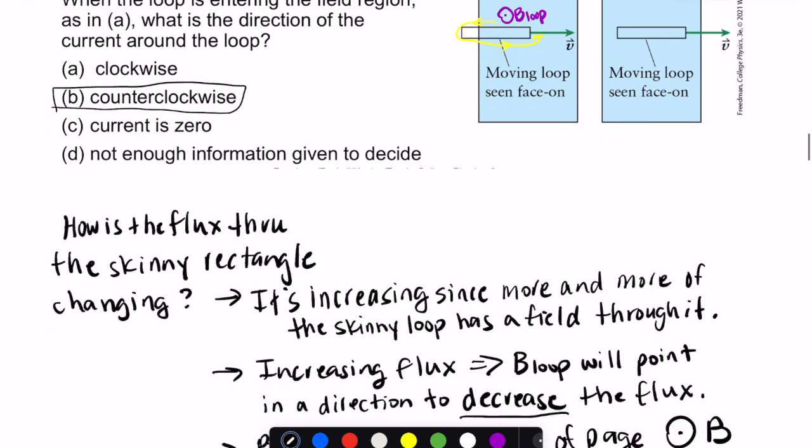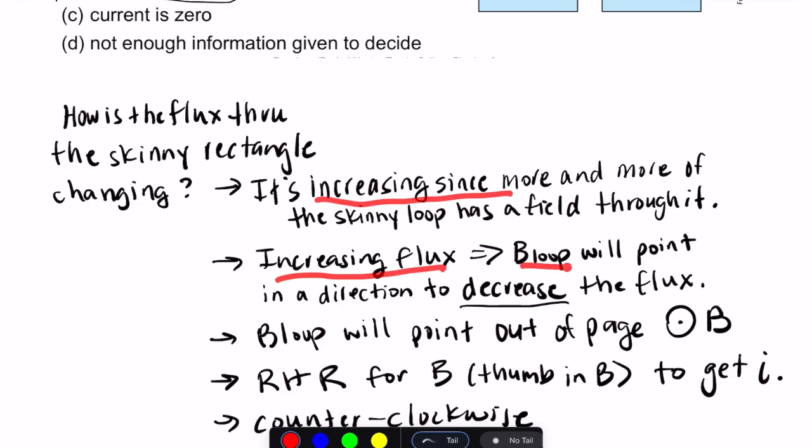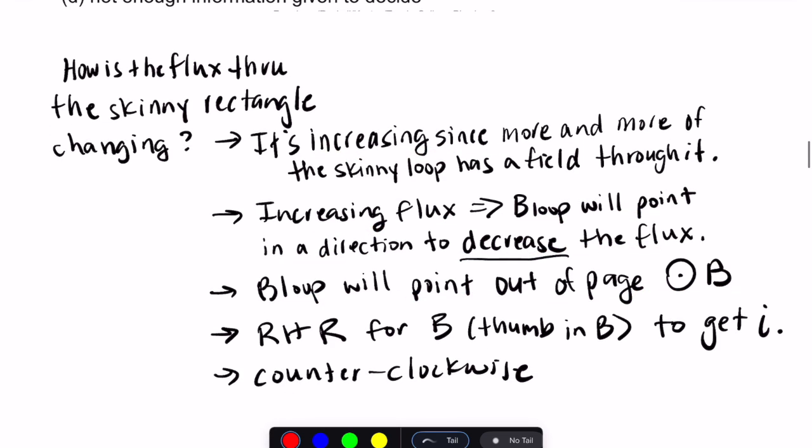So the steps here: we first need to figure out how is the flux changing. It's increasing. Increasing flux means that B loop will point in a direction to decrease the flux. B loop will point out of the page, opposite to the field in the problem. And then we're going to use our right-hand rule for B loop. You point your thumb in the B loop direction, and then you're going to see your fingers curling in the counterclockwise direction.